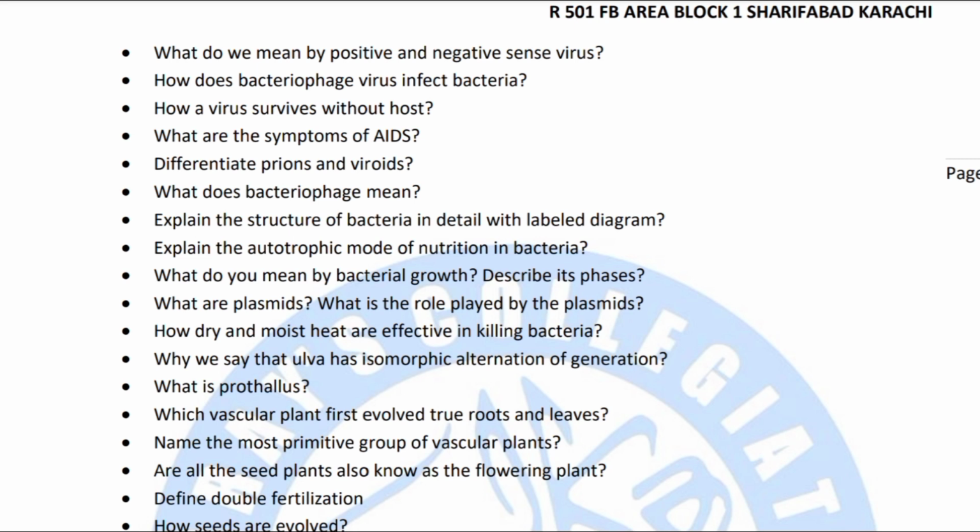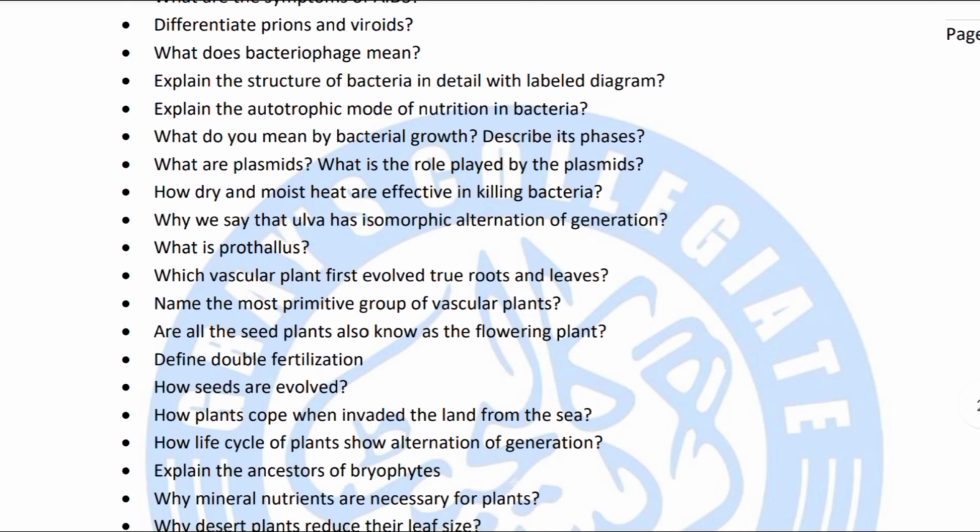Why do we say that ulva has an isomorphic alternation of generation? What is a prothallus? Which vascular plant first evolved roots and leaves? Name the most primitive group of vascular plants. Are all the seed plants also known as flowering plants? Define double fertilization.